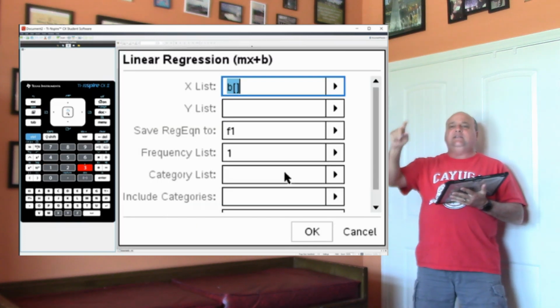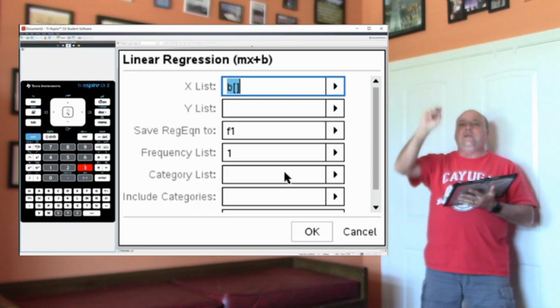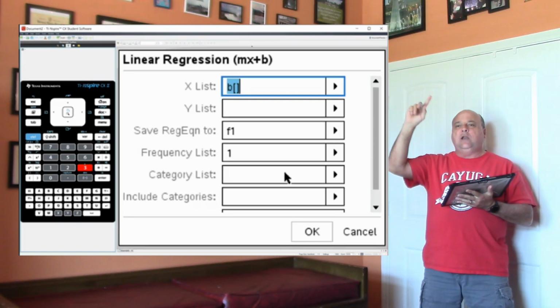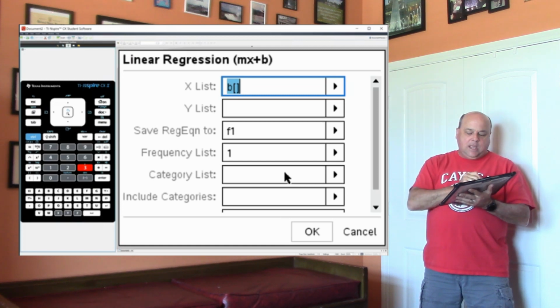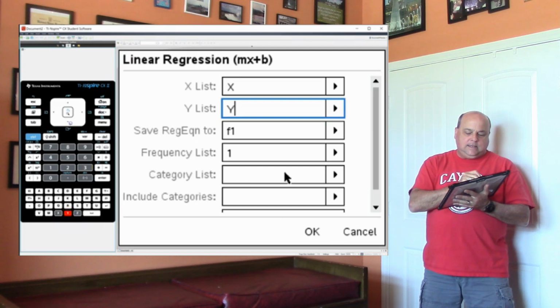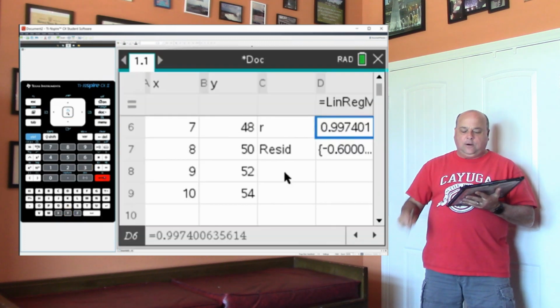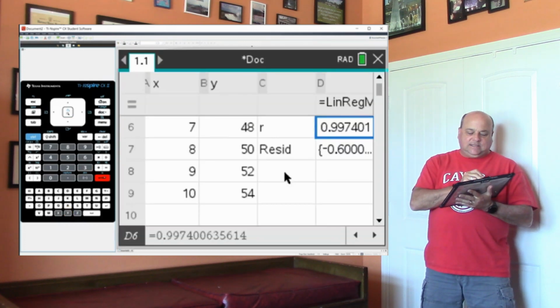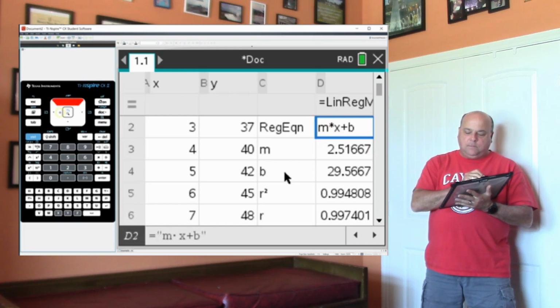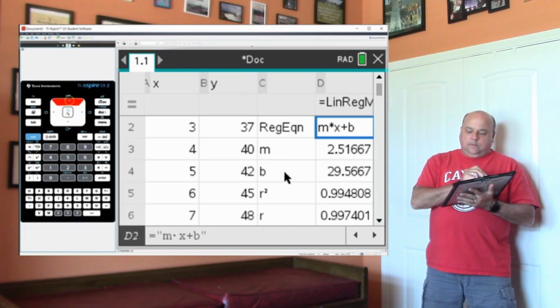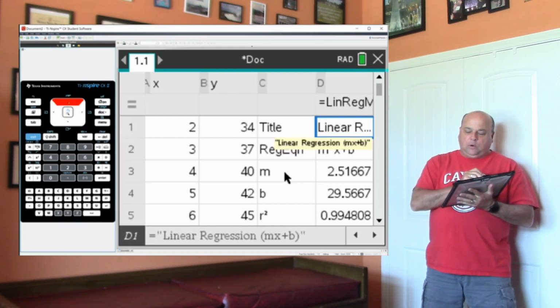Now then, the x list is going to be the A column, and remember we typed in x. In the B column we typed in y. So do this every single time. X down, y down, and then hit enter. And bam, I got this down. Now then, I'm going to scroll up, and I'm going to tell you what these mean. Okay, so I'm up at row 1.